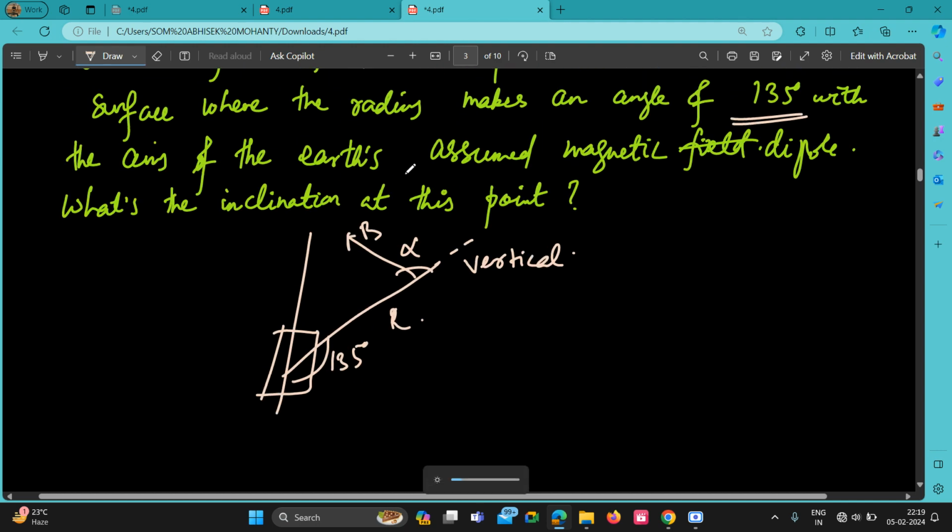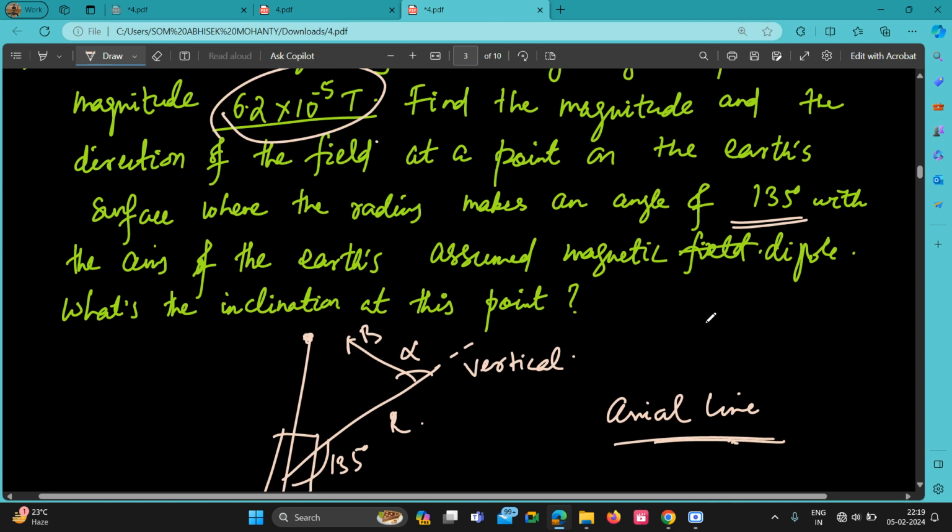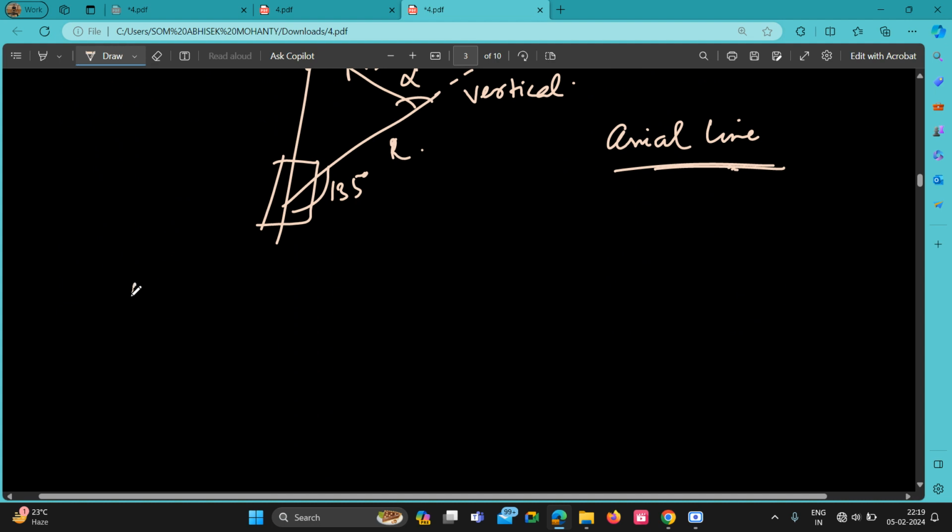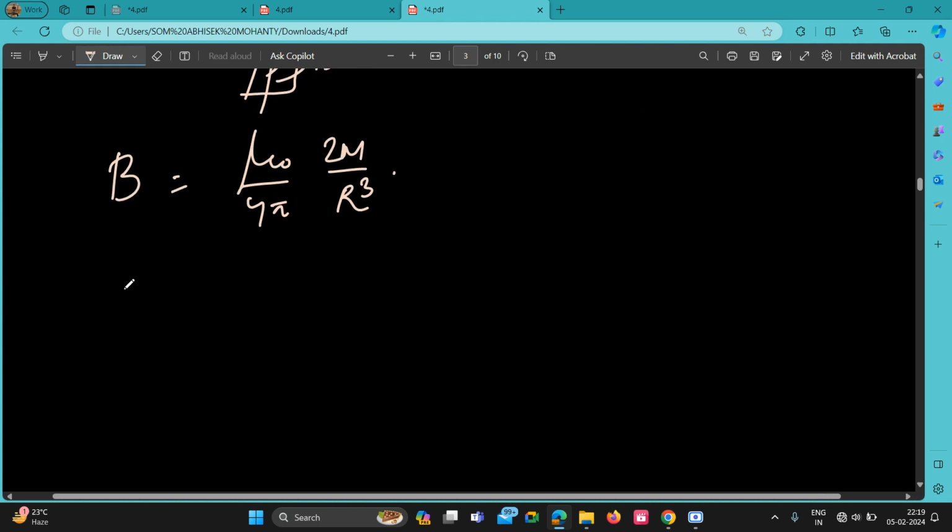See, what is the formula for Earth's field? Here the Earth's field is due to a dipole at the center. For geomagnetic poles, it will be on the end-on position, the axial line, isn't it? So for the axial line, we know B is equal to mu naught by 4 pi, 2m by r cube. Now there is another formula. Write down the magnetic field.